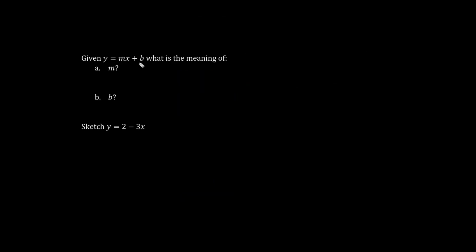So when we have y equals mx plus b, recall that m is called the slope. The slope, by the way, is equal to rise over run. And the b value we mentioned was the y-intercept. So how do we sketch this line here? We rewrite in the form y equals mx plus b. We have y equals minus 3x plus 2. Here's our slope, and here's our y-intercept.